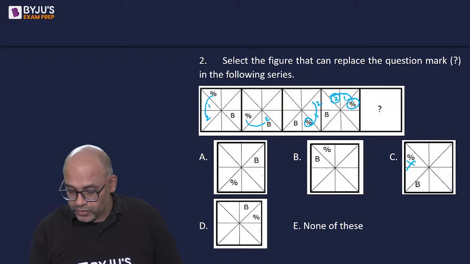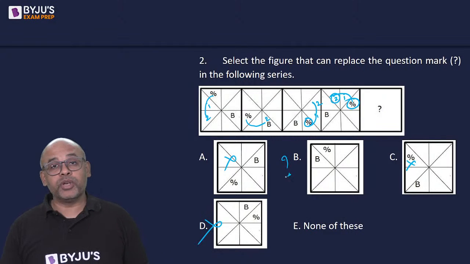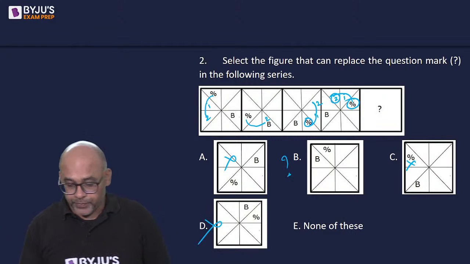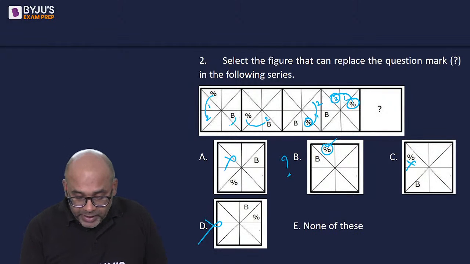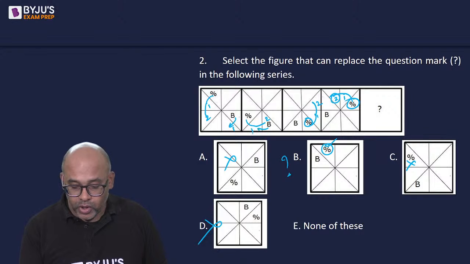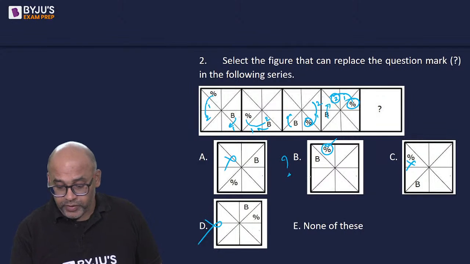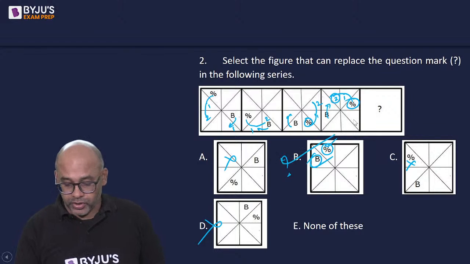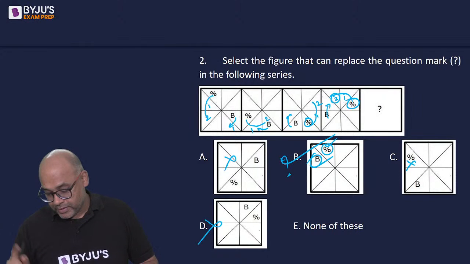So clearly this is not correct. This is not correct. This is not correct. Maybe option B or E. Let's check. So this part is correct. What about the letter B? If you look at the letter B, clockwise direction always 1 unit. Clockwise direction always 1 unit. Which means the next should be over here. This is also correct. So the correct answer happens to be option B. Simple. Let's move on.